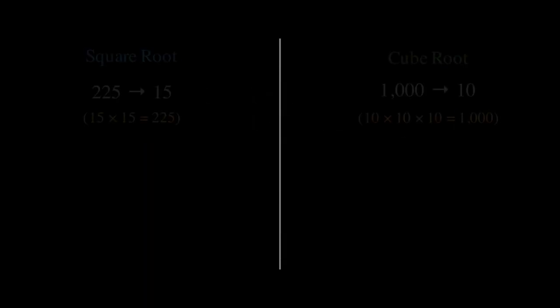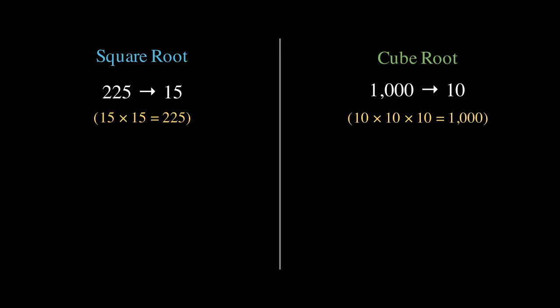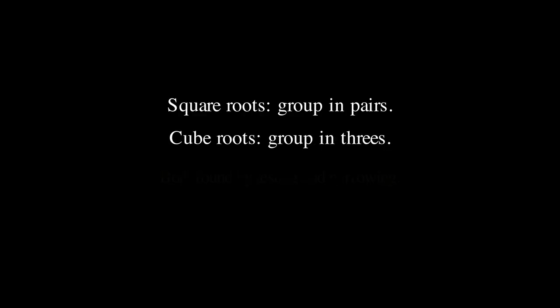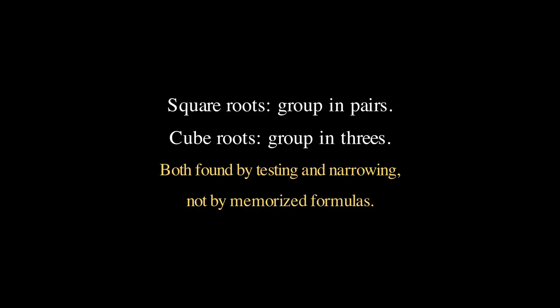So both square roots and cube roots ask the same kind of question in reverse. What number multiplied by itself, or by itself twice more, rebuilds the total we started with? We found these numbers by testing convenient guesses, narrowing the range, and using digit grouping only to organize where to search, in pairs for square roots and in threes for cube roots.